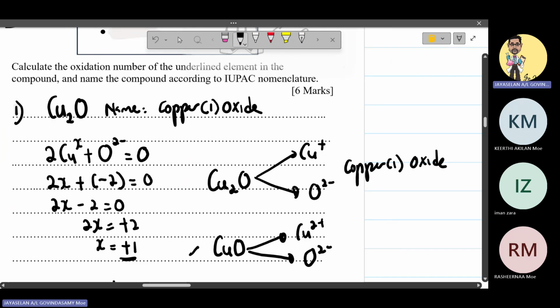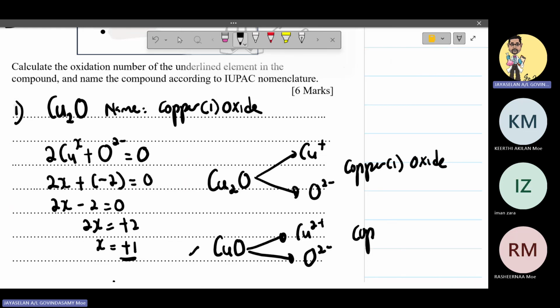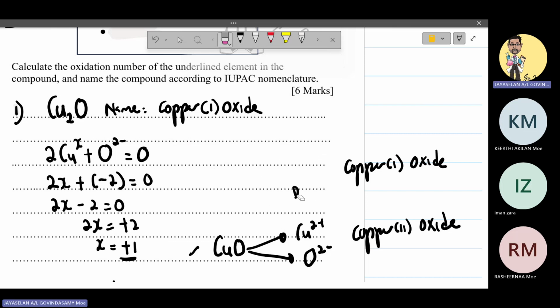This is the one we always use. For the other one, you have to write copper 2 oxide. So for this question, your answer is copper 1 oxide. Is everyone correct? Okay, please remember. Then number 2, we try together. Make sure you remember, this one cannot go wrong.